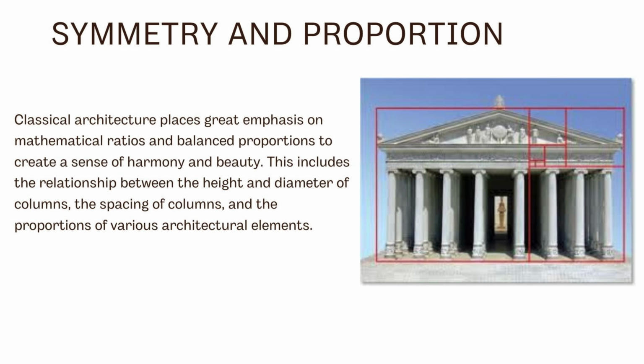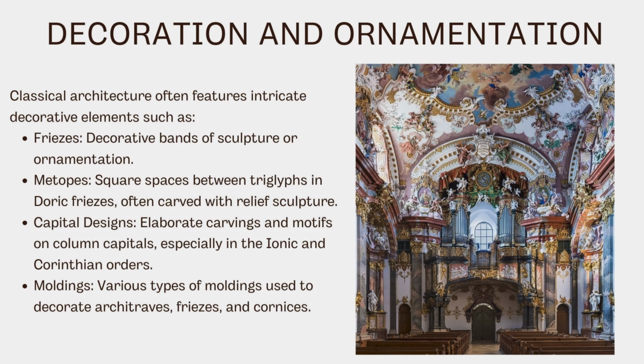Fourth is the symmetry and proportion. Classical architecture places great emphasis on mathematical ratios and balanced proportions to create a sense of harmony and beauty. This includes the relationship between the height and diameter of the columns, the spacing of columns, and the proportions of various architectural elements.